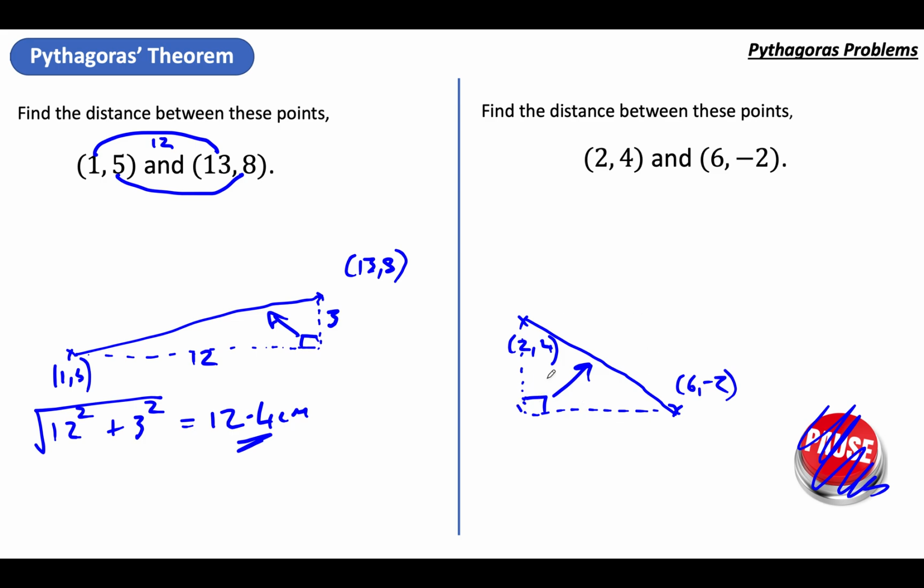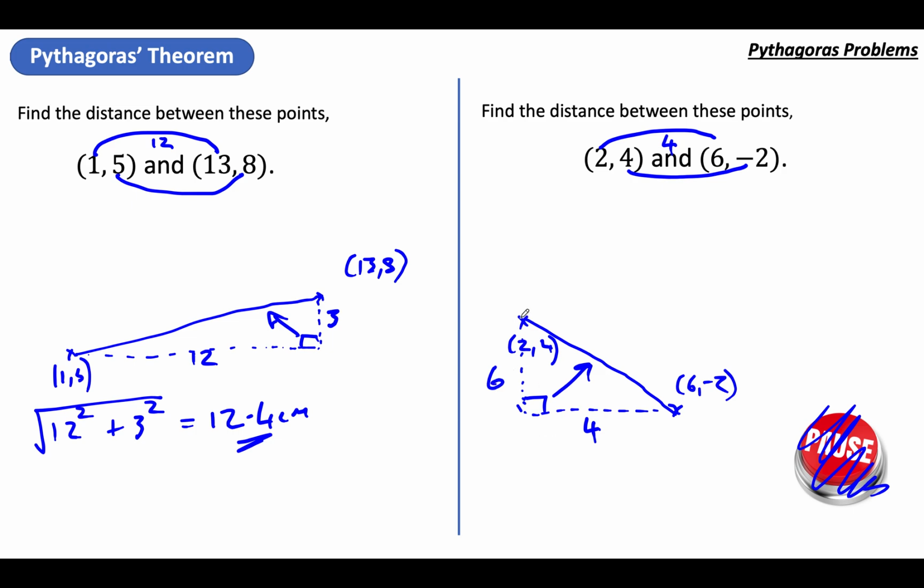Okay, now this one's interesting. No, honestly. Right, how far have I gone along? 2 to 6. We've added 4 to that. So my length going along is 4. Now 4 to negative 2. That's a difference of 6. Now you might think, well, it's going downhill. But actually, as far as I'm concerned, that makes no difference at all.